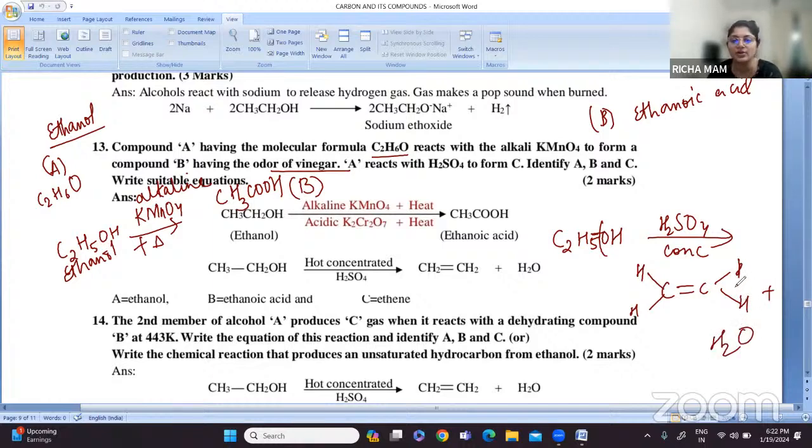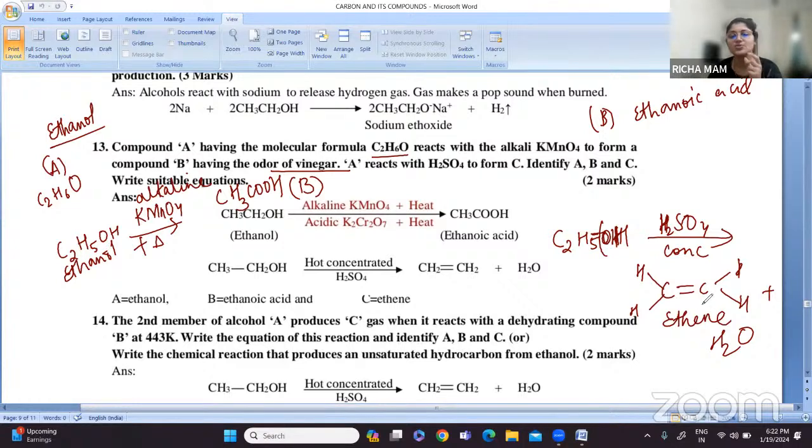So whenever you have an alcohol, due to the presence of sulfuric acid, the acid will protonate your alcohol, and this water molecule is a good leaving group. So it will leave, forming an alkene. So these are the reactions you have to mention. So A is ethanol, B is ethanoic acid, and what is C? C is ethene.